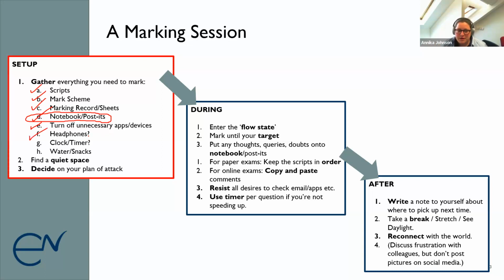I like to mark with music. Some people do, some people don't. Do what works for you. The only thing is I try and use music I either already know or that doesn't have any words, so it's not too distracting for me. I'll talk about clocks and timers in a minute, and make sure you've got any water or food that you think you might need. Most of all, as far as possible, find a quiet space and just make a plan of what you're going to do.